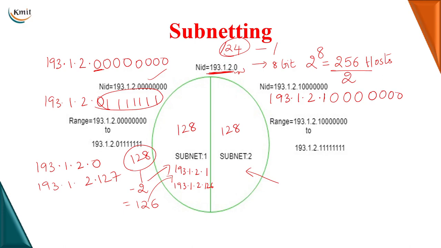Likewise for subnet 2. In subnet 2, we have set this bit as 1, telling that this is the second subnetwork. This value will come up to 193.1.2. In decimal, it is 128. Counting up till 193.1.2.